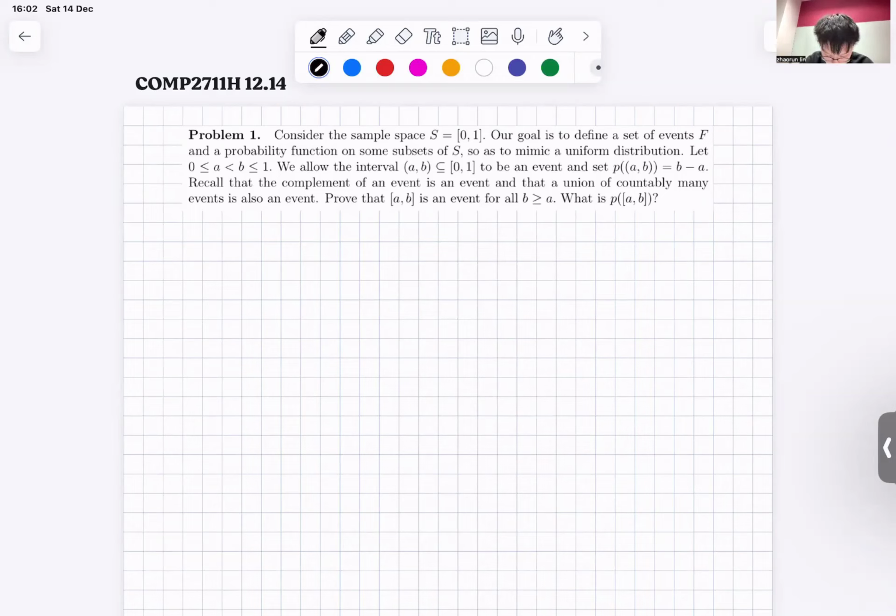we have to consider a sample space and mimic a uniform distribution. It is given that an open interval (A, B) is an event, and we set the probability of such events to be B minus A. And we know that the complement of an event is also an event, and the union of countably many events is also an event. We want to prove that the closed interval [A, B] is also an event.